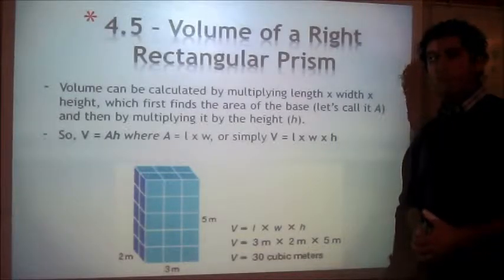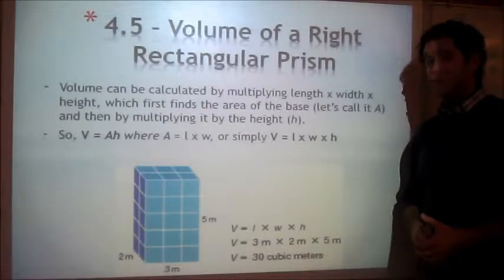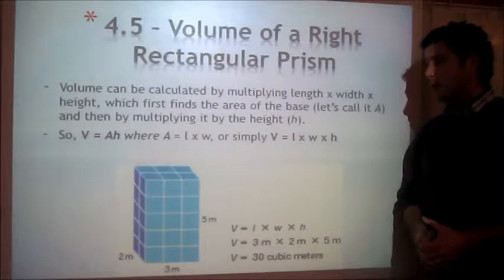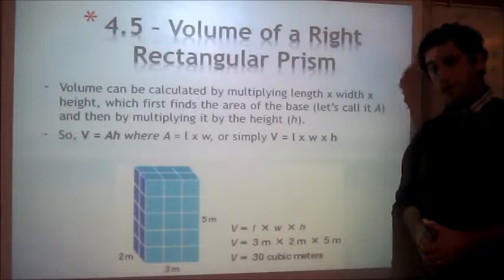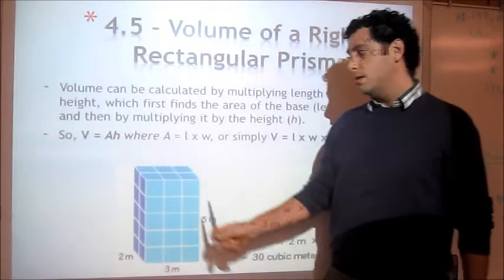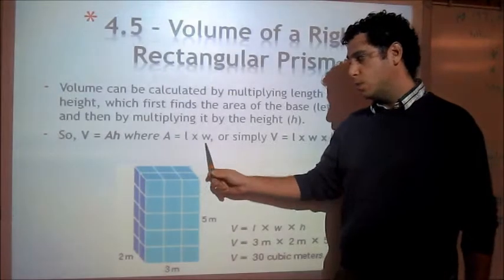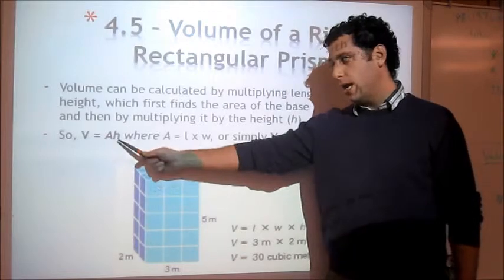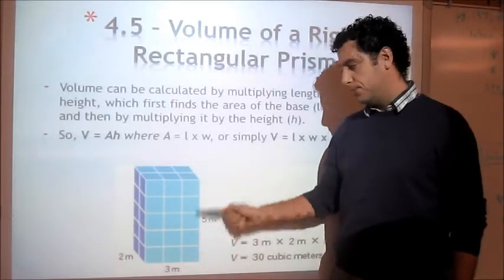Topic 4.5, volume of a right rectangular prism. Volume can be calculated by multiplying length times width times height, which first finds the area of the base, let's call it A, and then by multiplying it by the height, h. So the formula for volume can be summarized as A times h, where A is equal to the length times the width, which would give us the area of the base, and h, which would be the height of the rectangular prism.